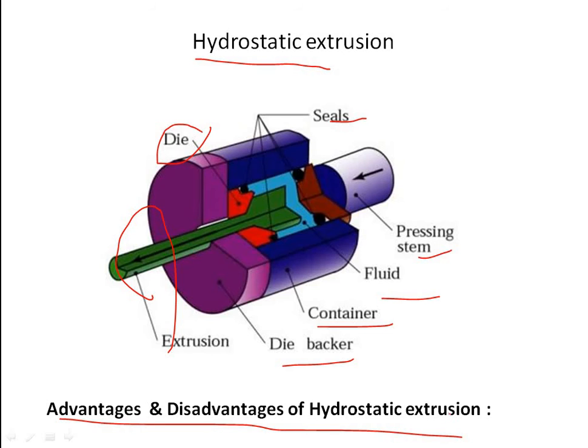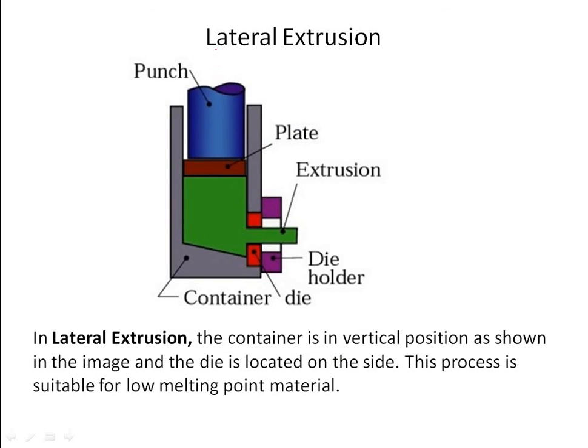Disadvantages: billets need preparing by tapering one end to match the die entry angle. Only cold extrusion is possible, as it is difficult to contain the high pressure fluid. Next we will be discussing lateral extrusion.